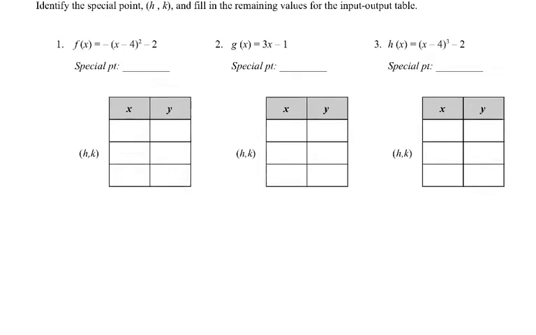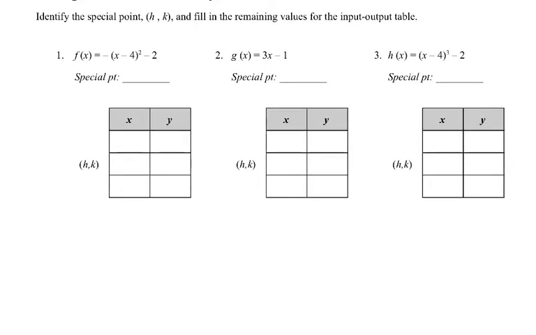So now for this next part, I want you to identify the special point h, k and fill in the remaining values for the input-output table. So this is basically what we just did, except I don't need you to graph it in this step. So I'll do the first one with you. My a is -1, my h is +4, and my k is -2. So opposite of the inside, right? Keep it as it is on the outside.